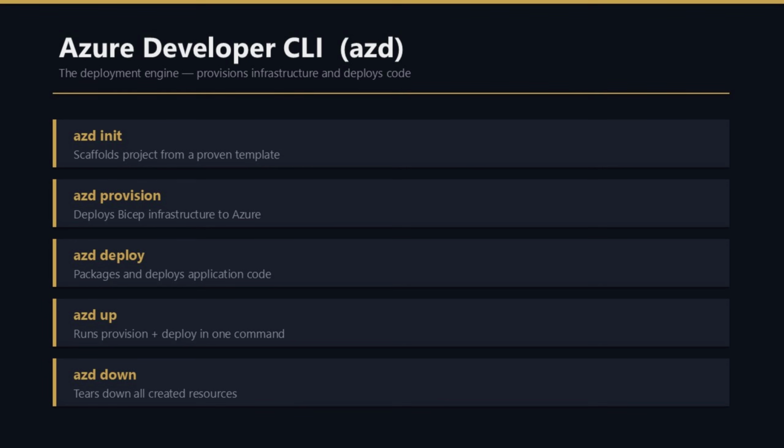Now, the third part is AZD, which is Azure Developer CLI. This is the tool that actually performs the deployment. It can initialize a project, provision infrastructure, deploy code, and even clean up resources. And the command azd up handles both the infrastructure and the application deployment in one go. So if we combine everything, skills define the workflow, MCP connects to Azure, and AZD executes the deployment.